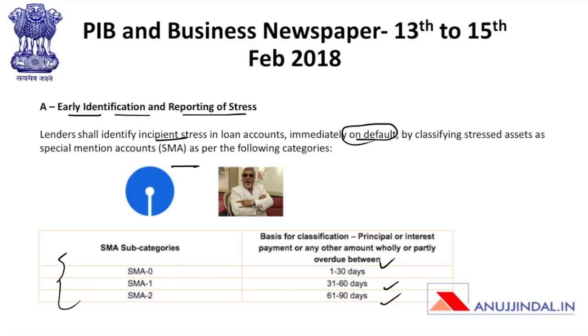And what is the purpose of exactly mentioning that now the lenders are supposed to identify the incipient stressed accounts immediately on default and identify or classify them as SMAs? Because RBI has already been doing it, has already released regulations and rules regarding doing this to all the banks. So, what exactly is the amendment? We are going to talk about that now.